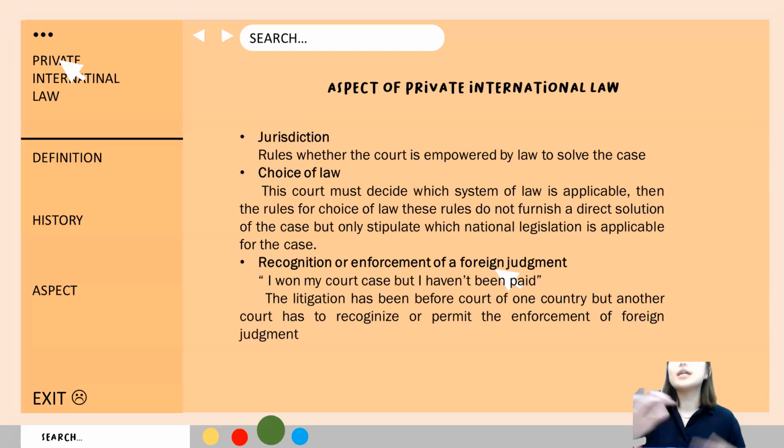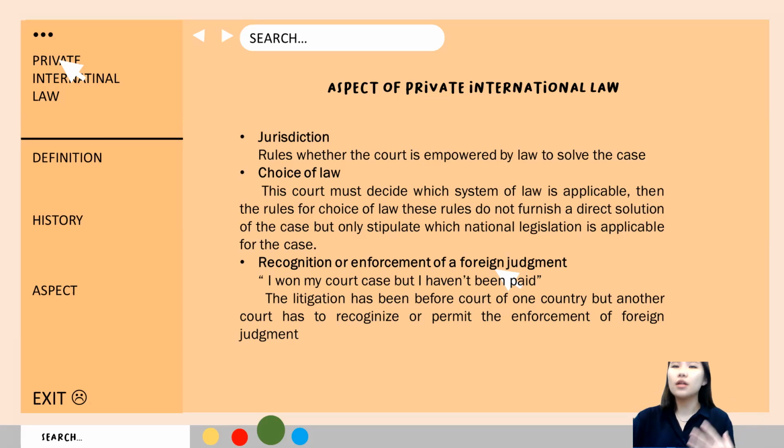Let's jump to the aspects of private international law. There are three aspects: jurisdiction, choice of law, and recognition or enforcement of foreign judgments. Jurisdiction is the rule on whether the court is empowered by law to solve the case: in what circumstances will the court assume jurisdiction over cases having a foreign element? For choice of law, the court must decide which system of law is applicable.